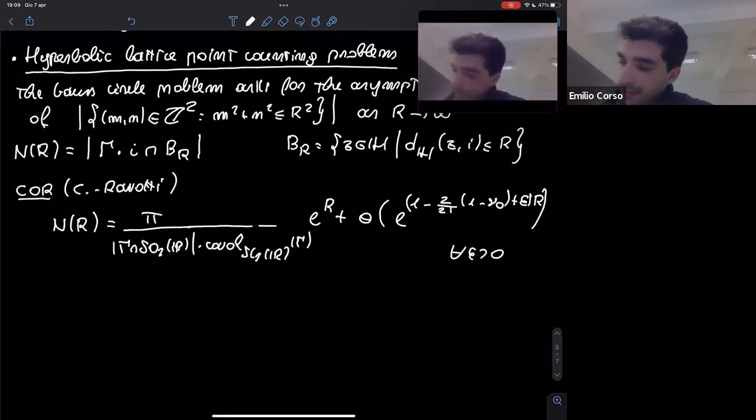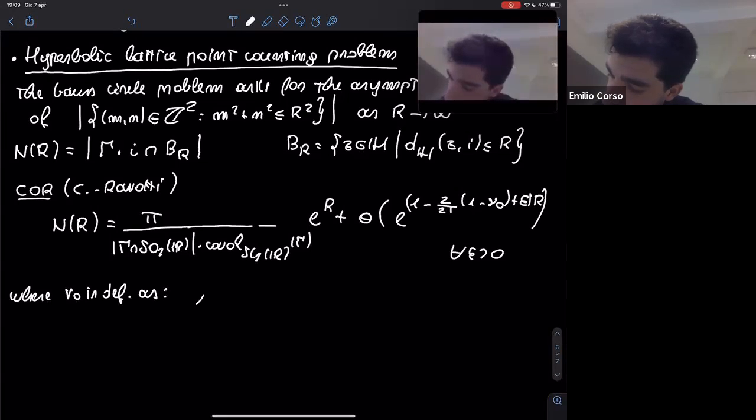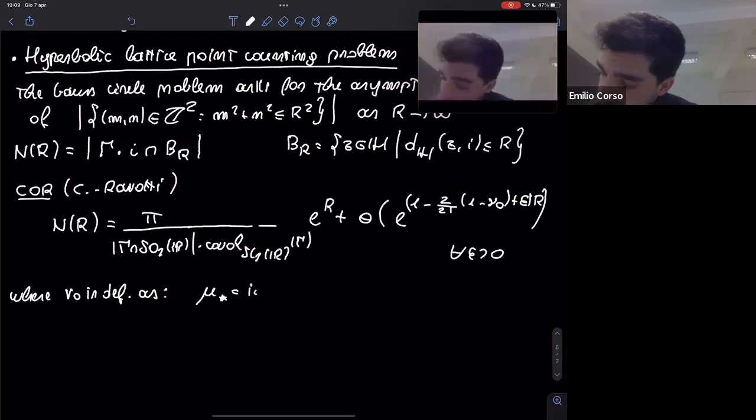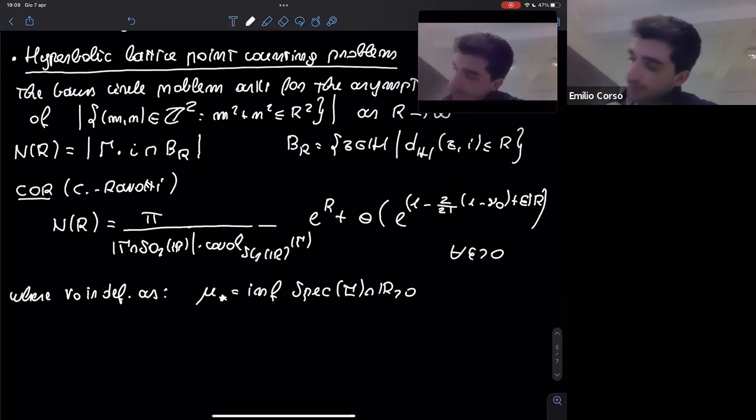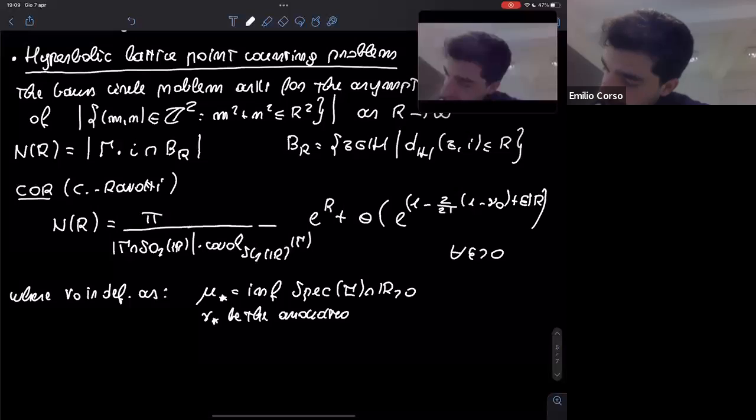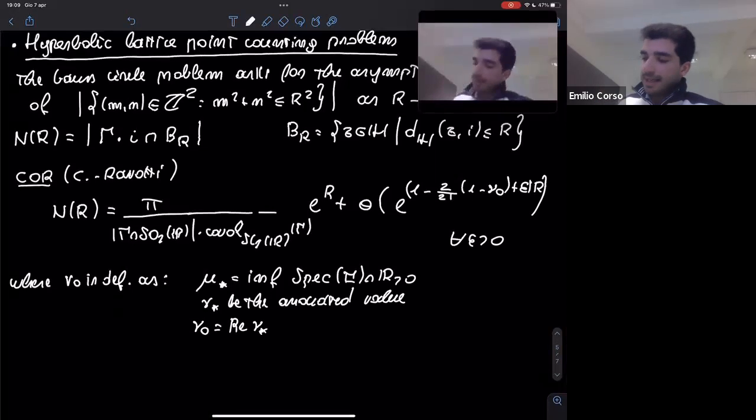what is this mu 0? So where mu 0 is defined as follows. Let's take mu star to be the spectral gap of the surface S, namely the lowest positive eigenvalue of the Laplace operator. So it's the infimum of spec gamma intersected with positive real part. And let mu star also be the associated parameter, associated value. My mu 0 is simply the real part of mu star.